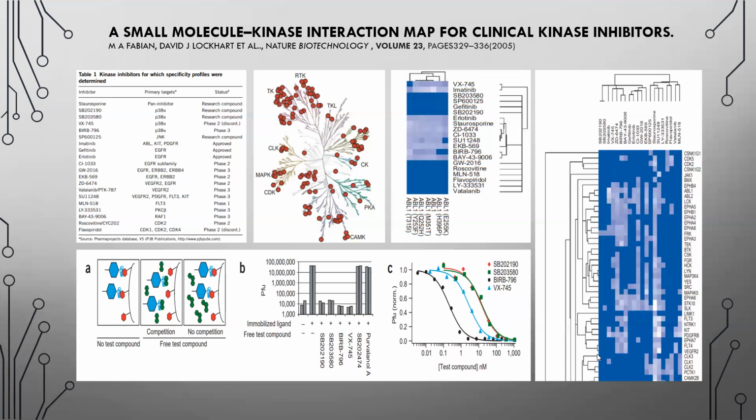To organize the result, they performed this 2D hierarchical cluster analysis of the specificities of the inhibitors to the 113 kinases. The lighter color corresponds to tighter interactions.